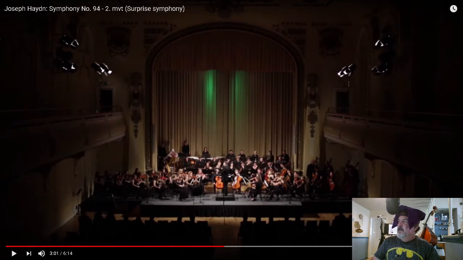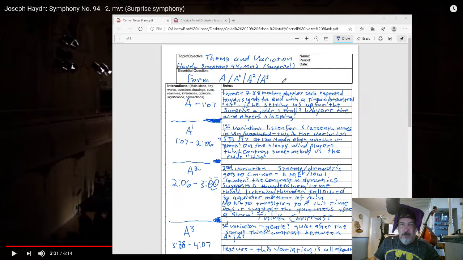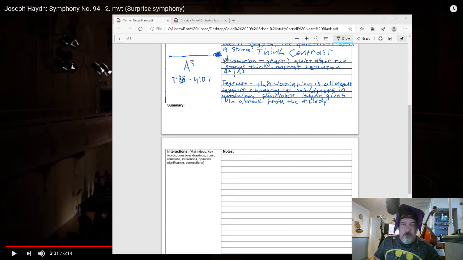Okay. We're going to go ahead and go off camera so I can get our Cornell notes. I'll be right back. And we're back. Okay, so now we're going to take a look at A3, our third variation. So up here in our form, A1, A2, now we have A3. So let's go back down here. So we're about 3 minutes to 4 minutes and 7 seconds-ish.